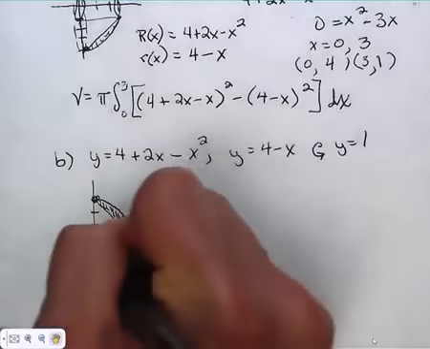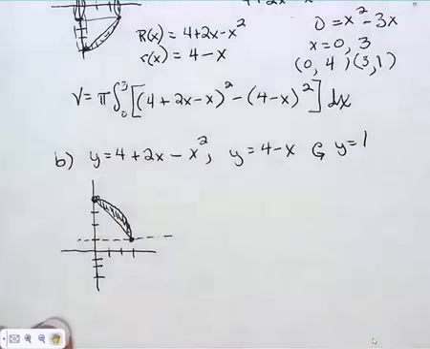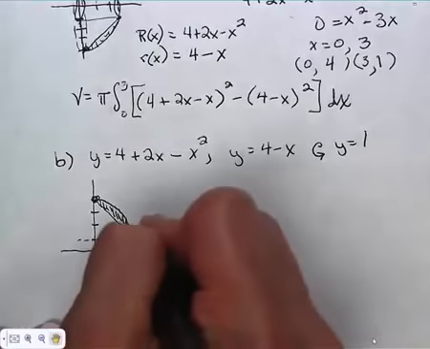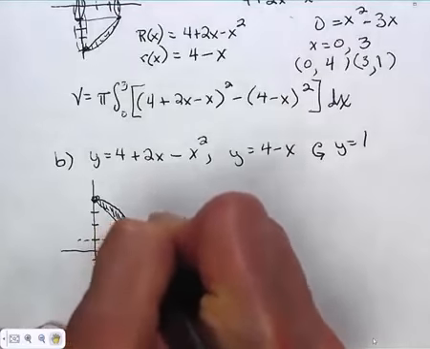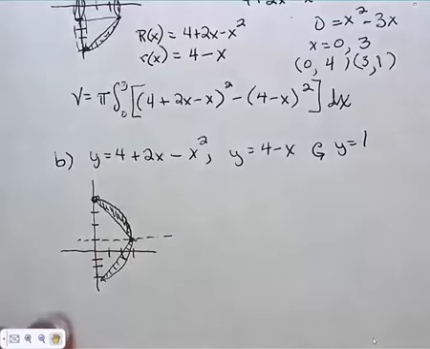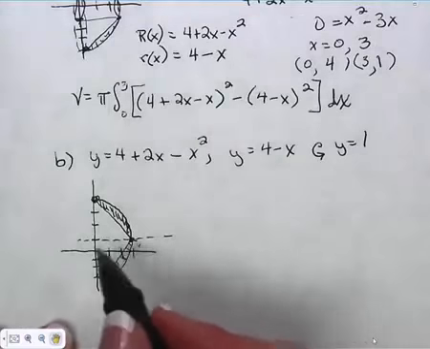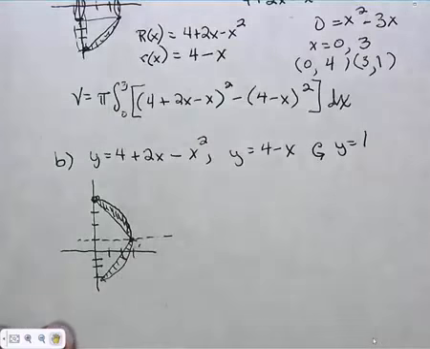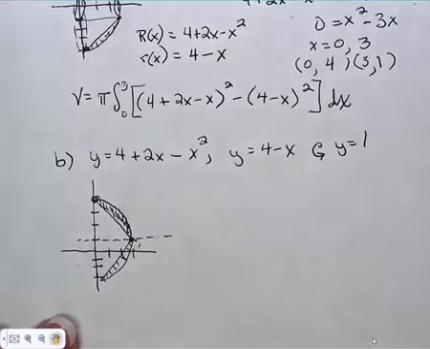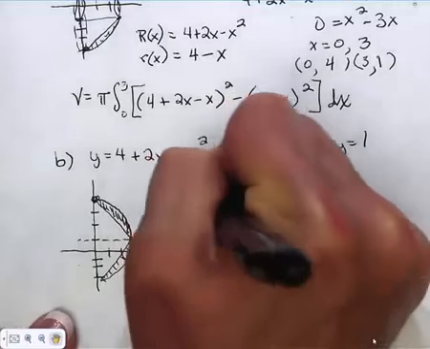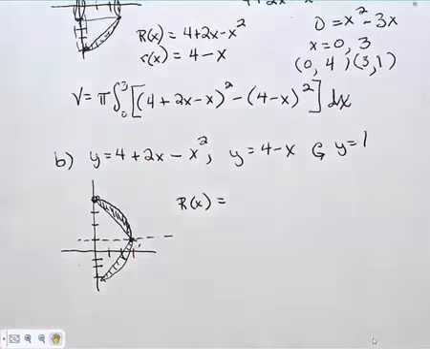Here's the thing being formed. There's no hole in the middle anymore because those actually met at the point 3, 1. We're still rotating around a horizontal axis, so we're still using vertical rectangles. What's my outer radius? Still the quadratic.